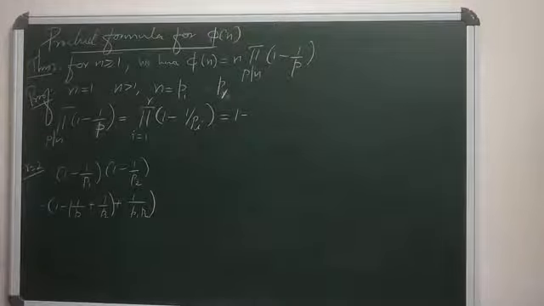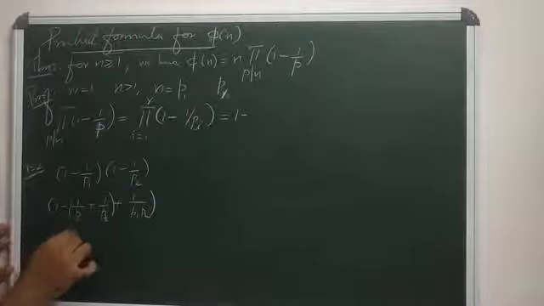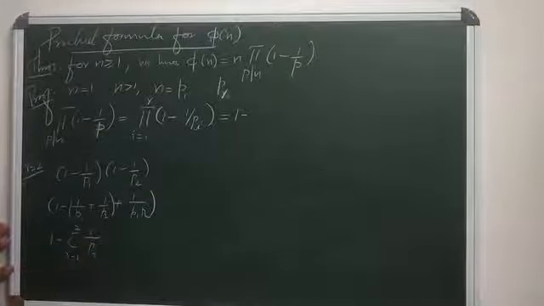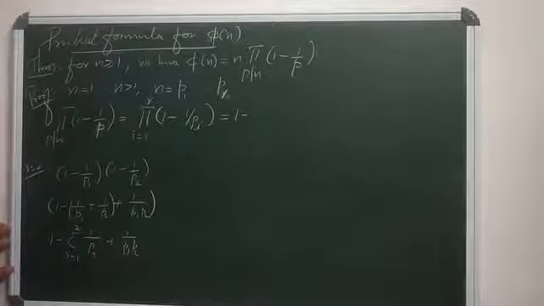Agreed. So you can generalize this part. 1 minus 1 by p1 into 1 minus 1 by p2 into 1 minus 1 by p3 into etc. into 1 minus 1 by pr. What do you get? It is 1 minus sigma 1 by pi, where i ranges over the primes, plus 1 by p1 p2. So you can extend.